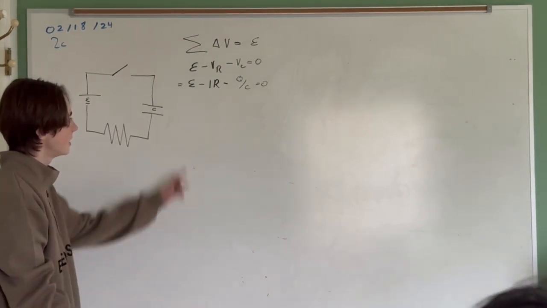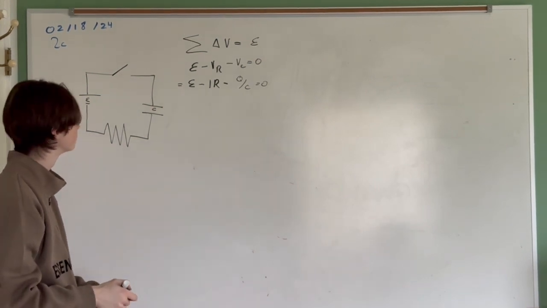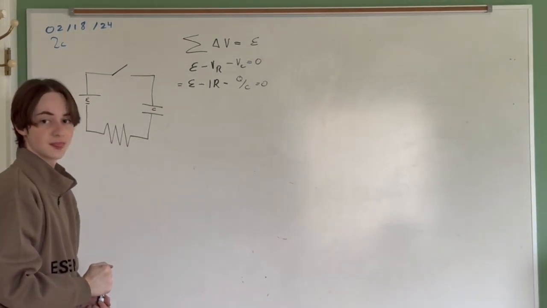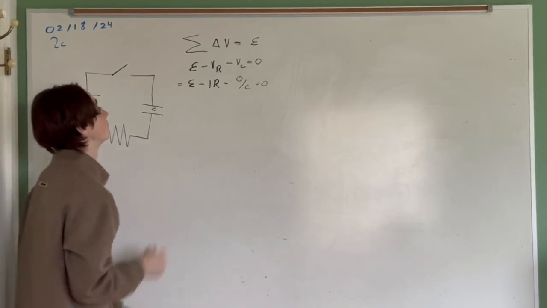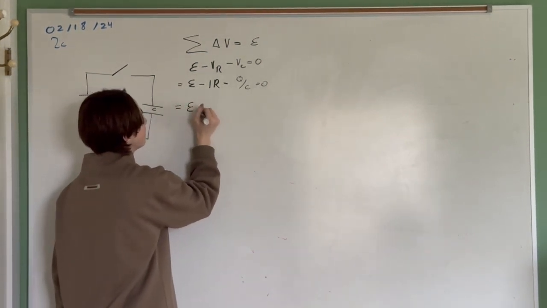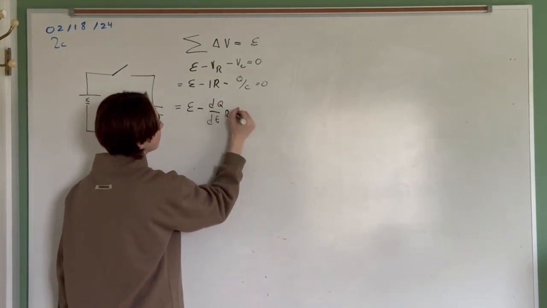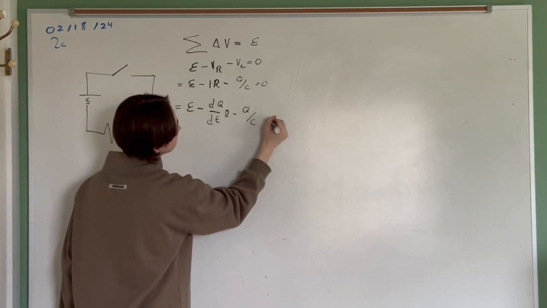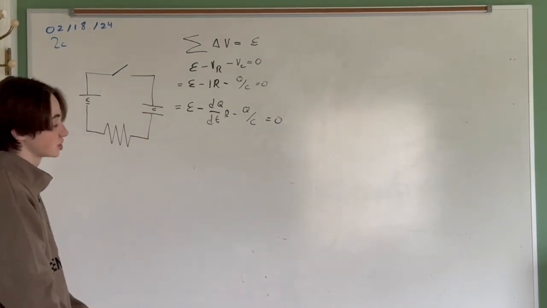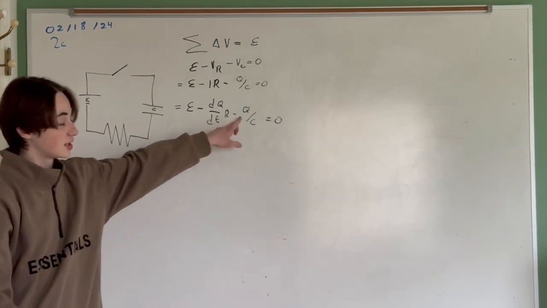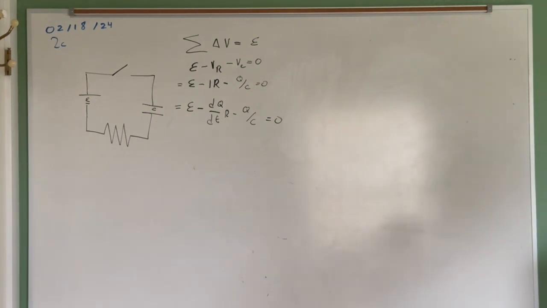Next step. Can anyone guess what the next step of this is? dQ over dt for the current. Good job. Yes. Epsilon minus dQ/dt times R minus Q over C is equal to 0. Because now Q is the thing changing in this equation. We have a dQ/dt and a Q. That's going to turn into a differential equation that we're going to have to solve.